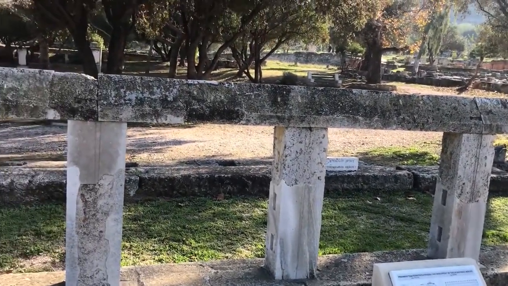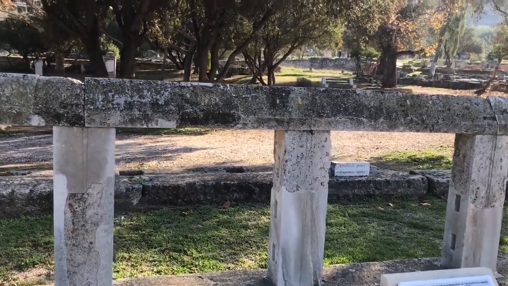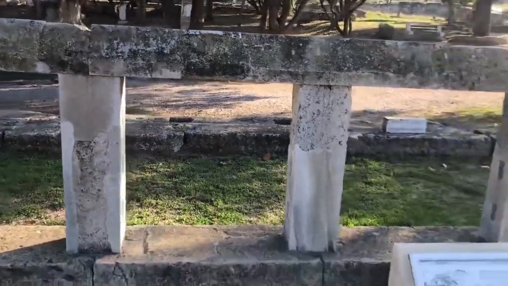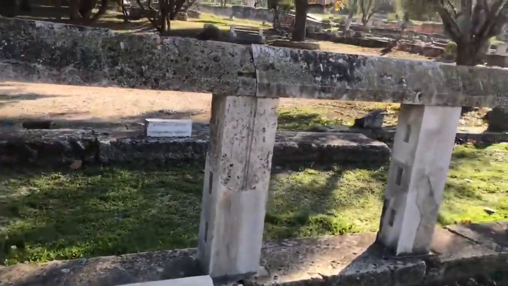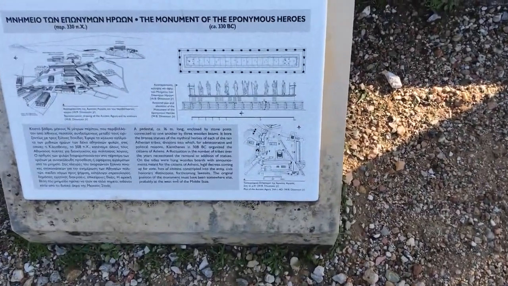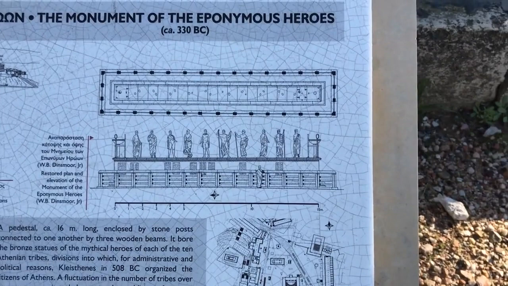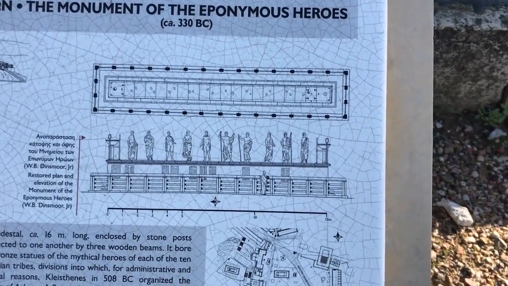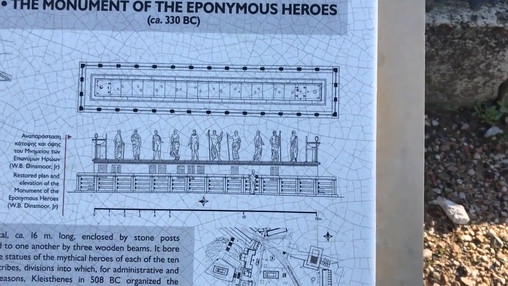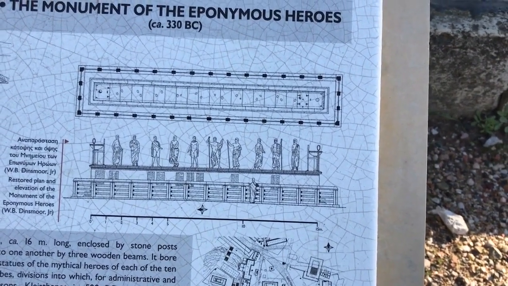And the whole thing would have been surrounded by a fence made out of stone posts and wooden railings. So this is what we have here, obviously heavily reconstructed. And this is the reconstruction of it here, very convenient. So you can see all those bronze statues, tripods at each end, and then little notices above, on the bases, on the other side of the fence.